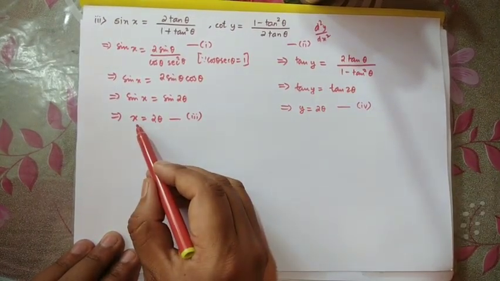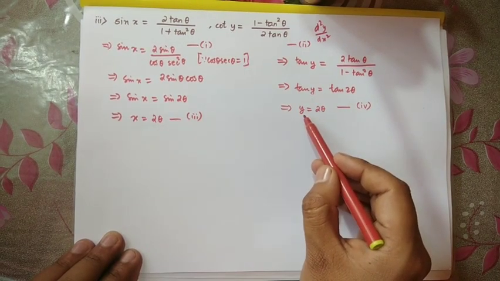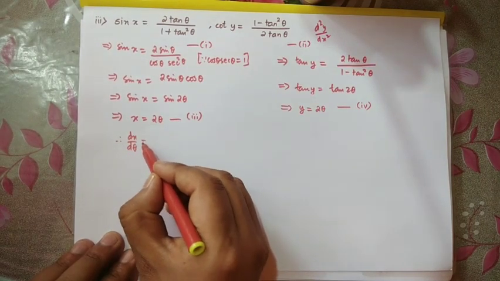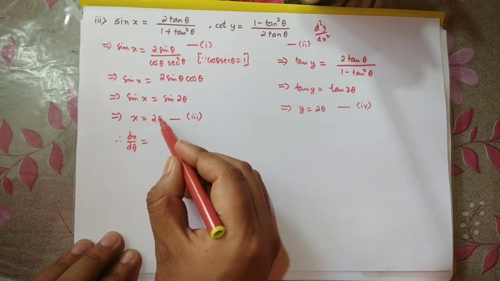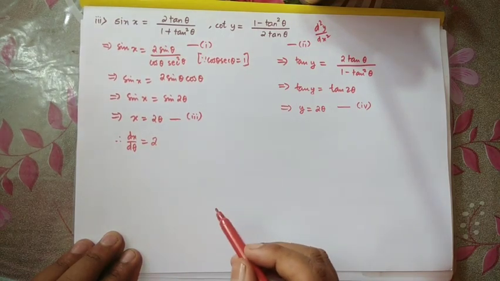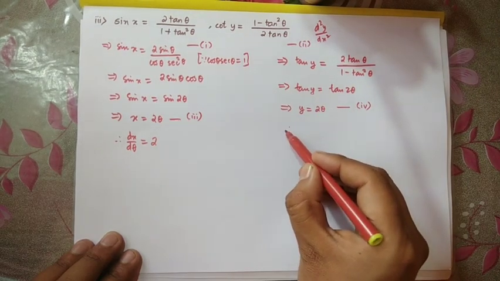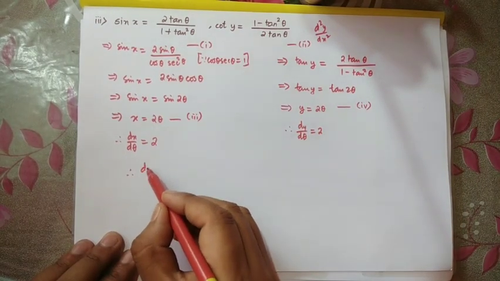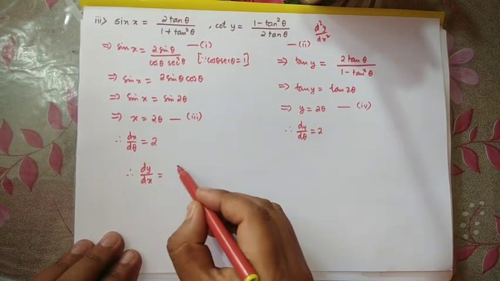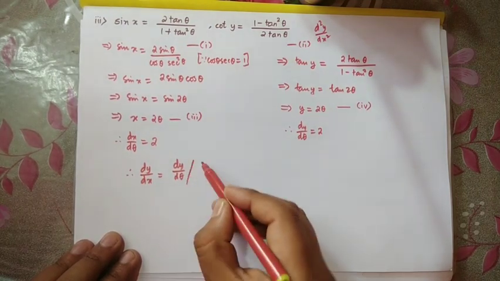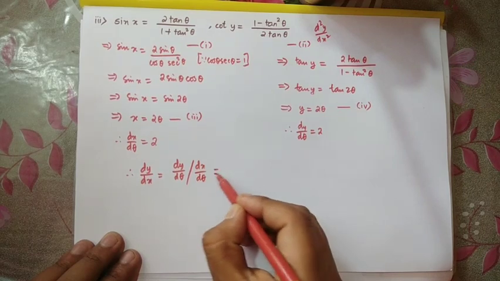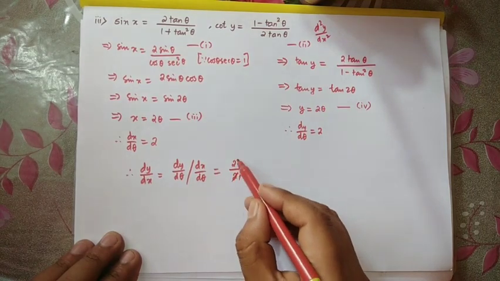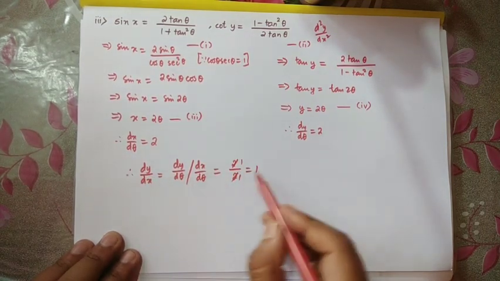From here I'm going to find dx by d theta, and from here I'm going to find dy by d theta. Therefore dx by d theta: if I differentiate 3, the differentiation of theta will be 1, and the 2 will be left. So dx by d theta is 2. Similarly, from here dy by d theta is going to be 2. Therefore dy by dx, the first order derivative, is dy by d theta divided by dx by d theta. What is dy by d theta? It is 2. What is dx by d theta? It is again 2. So 2 by 2 is 1. So my dy by dx is 1.